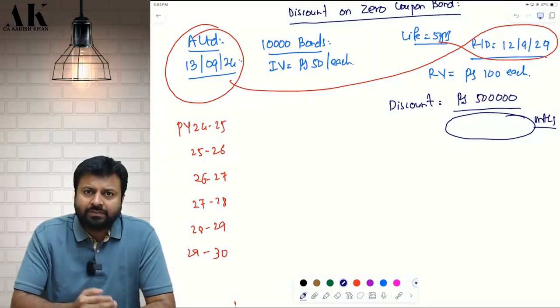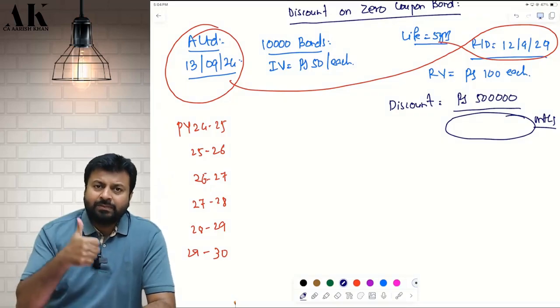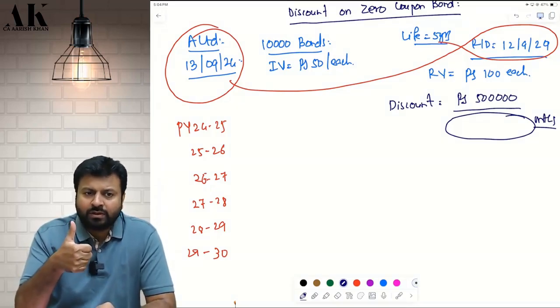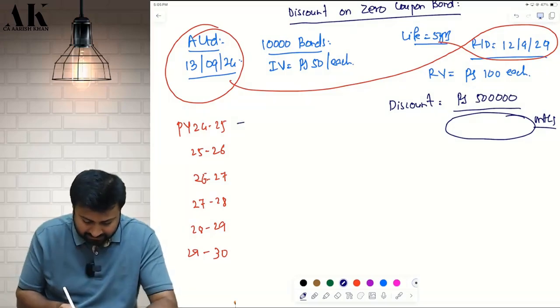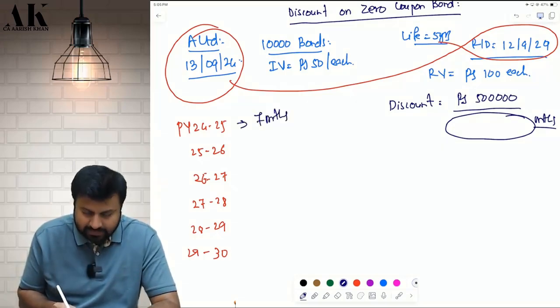Yes. From 13th September to 30th September, it is 18 days. Yes or no? So September 2024, we are going to count because it is 15 days or more. October, November, December, Jan, Feb, March. So in first year, how many months are there? Please tell me. 7 months. Are you clear?